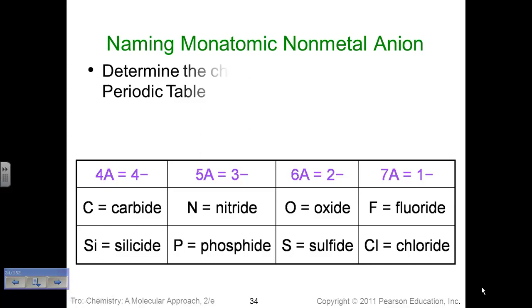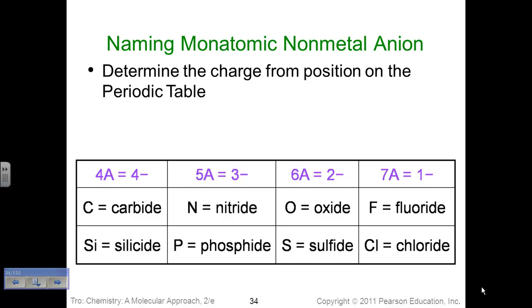So as we practice naming monoatomic, one atom, nonmetal anions, we simply determine the charge from the position on the periodic table. And I strongly suggest you make that periodic table as friendly as can be. Write these notes directly inside of the boxes. Find the element carbon. It's number 6, group 4A. Carbon becomes carbide when it forms a negative ion, carrying a -4.